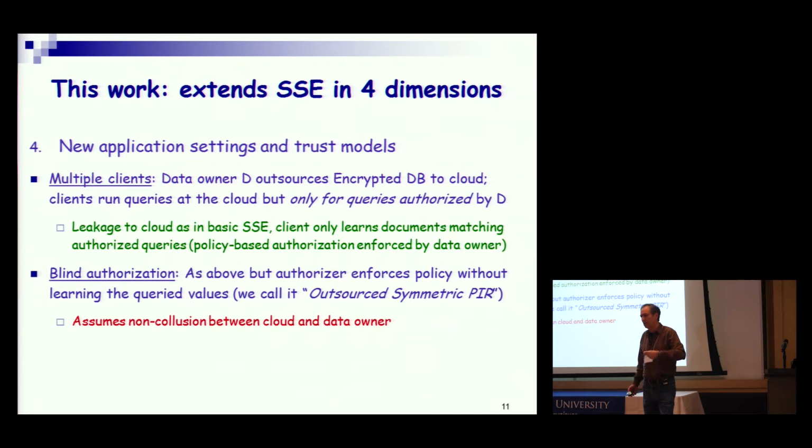And finally, you can also support something which is called blind authorization, which means that the authorizer of the query does not learn the query. Okay, so the hospital will authorize the query, but without learning the values on which you're searching. In our particular solution, the authorizer will learn which fields you're searching on, for example, whether it's a name, last name, and zip code, but it will not learn the values that you're actually searching. And this blind authorization assumes non-collusion between cloud and data owner. So the external server and data owner, if they collude, they can learn the query. Otherwise, it's protected.